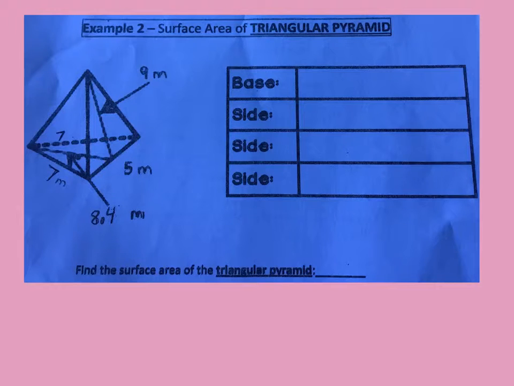All right, example 2, we're going to find the surface area of a triangular pyramid. We can see this pyramid has a triangle as its base, so it's called a triangular pyramid. We first need to find the area of the triangle at its base, and then the triangles going around the sides. This one's a little bit trickier because our triangles do not have the same base length. So we've got 5 on this side, 7 and 7.